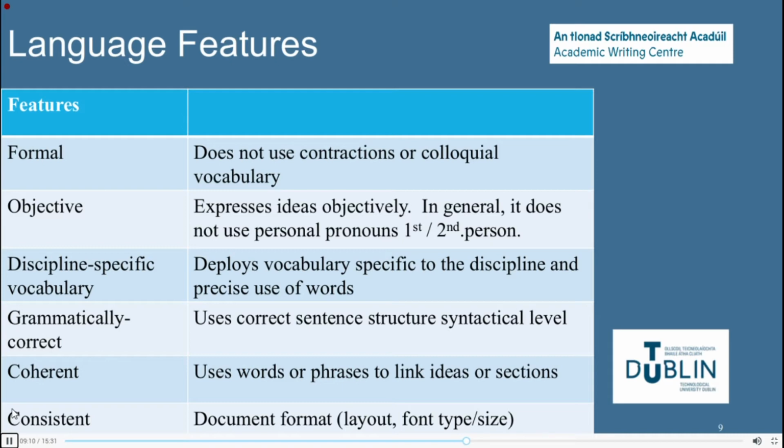Coherence is the thread that keeps your text together. If you use link phrases and connectors correctly, it will keep your text together as a unit of thought with logically sequenced sections and paragraphs. Finally, an important feature is consistency in formatting and the correct use of the required referencing style for your discipline.